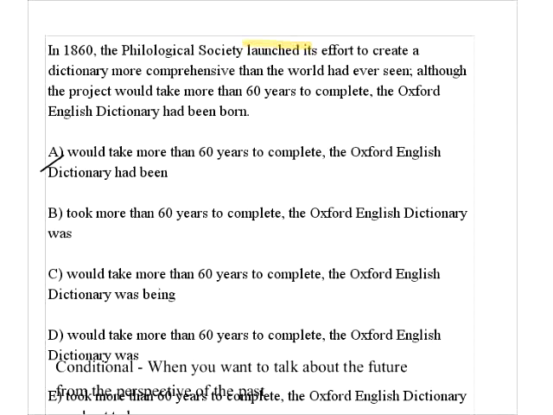Watch, like, although I don't have any money, I want a new car. See how there's conflict there? Like, I don't have any money, but I want this new car. That's what although is for. But if I don't have the would, the conditional, if I just say, although it took 60 years, it was born, I don't establish that conflict at all, right? So I need the would here, okay? I need the would. So I can get rid of B, get rid of E, and then from there pretty much everybody got the right answer.